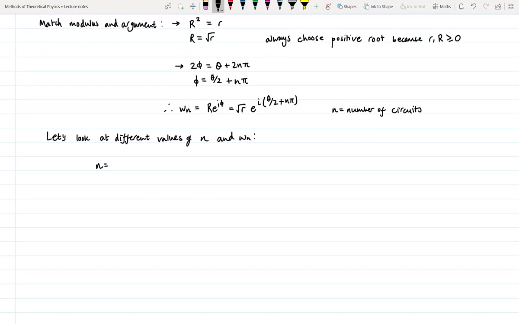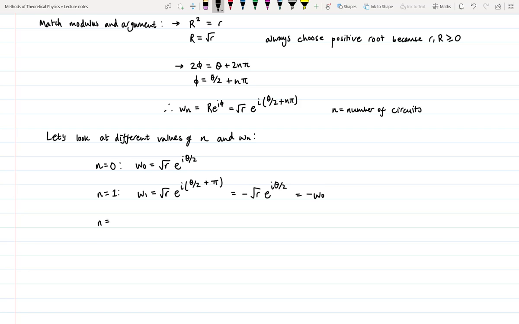If we set n equal to 0, in other words, z equals r e to the i theta, we have that w naught is root r e to the i theta over 2. If we set n equals 1, w1 is now the square root of r, and then e to the i theta over 2, and then we have a multiple of pi. We can take the factor of e to the i pi out the front as a minus sign, and this therefore gives us minus the square root of r e to the i theta over 2, which we recognise as minus w naught.